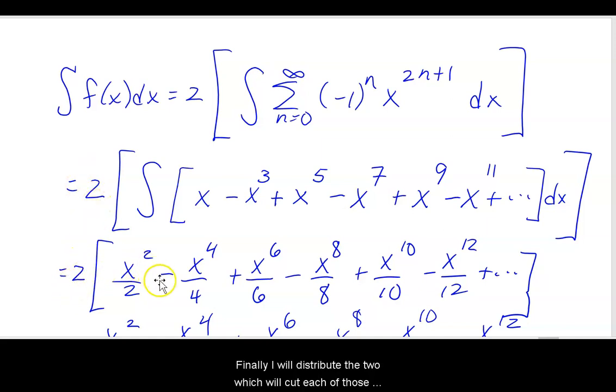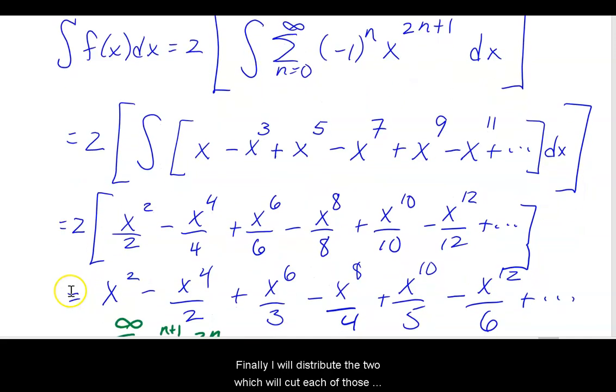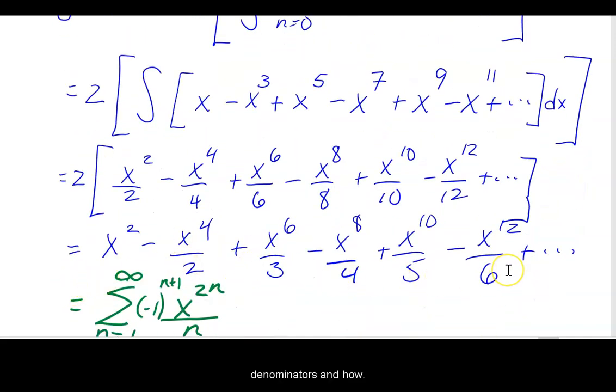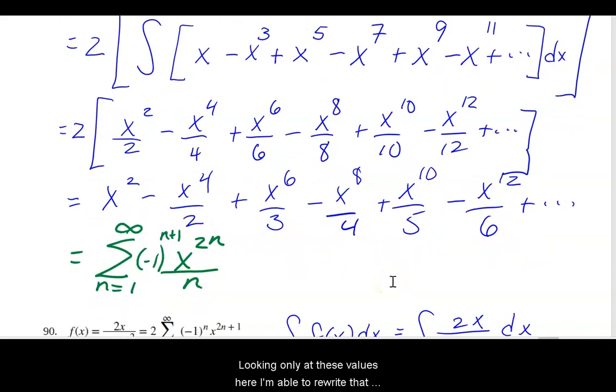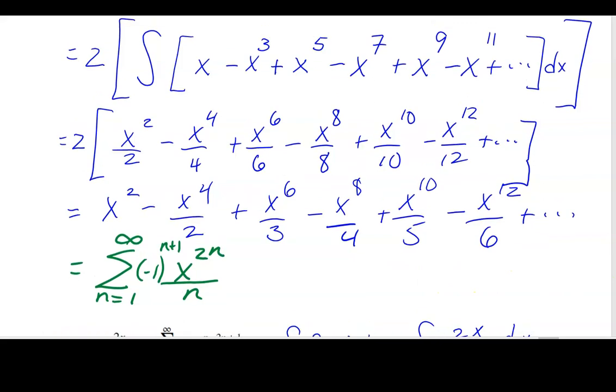Finally, I will distribute the 2, which will cut each of those denominators in half. Looking only at these values here, I'm able to rewrite that into a power series formula, which would look like the sum from 1 to infinity of -1 to the n plus 1, x to the 2n divided by n. How did I come up with the formula?